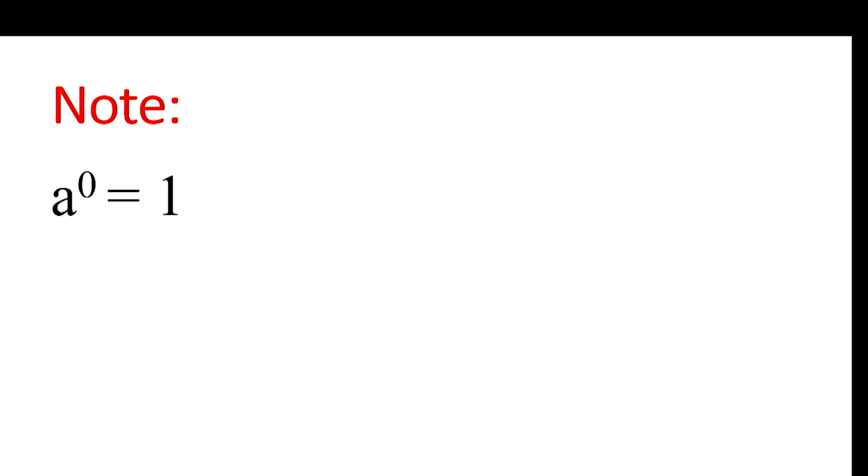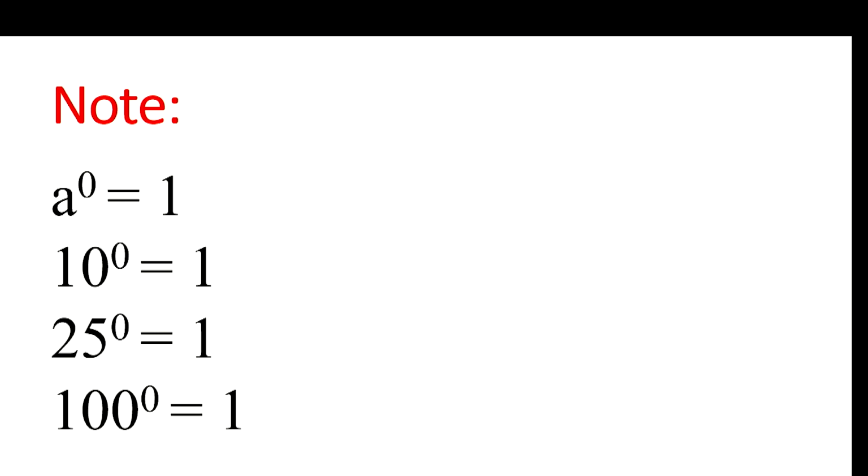What about a to the power of 0? It is 1. Can you tell me 10 to the power of 0, which is also equal to 1? What about 25 to the power of 0, which is also equal to 1? What about 100 to the power of 0, which is also equal to 1? So, what conclusion can you draw? Except 0, any number to the power of 0 is always equal to 1.